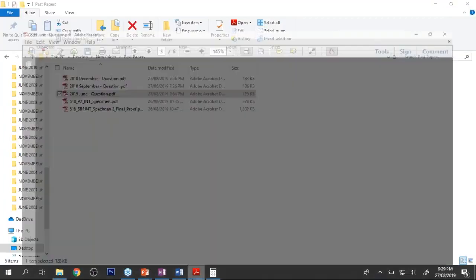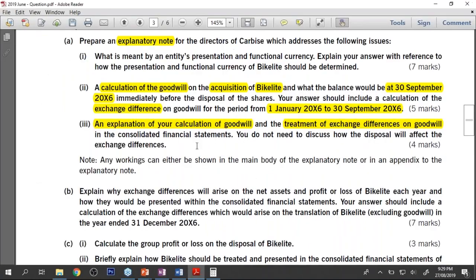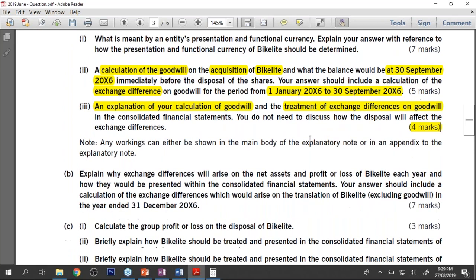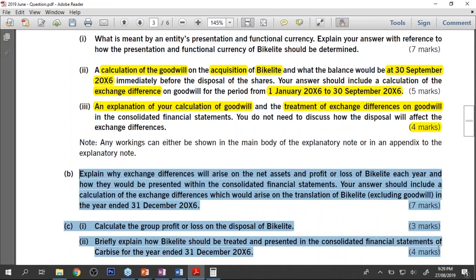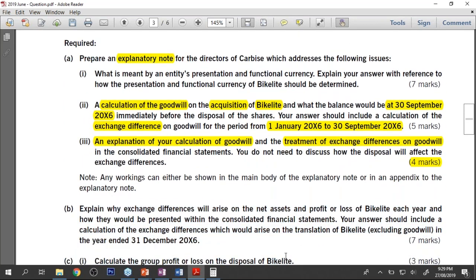I'm going to write the answer, don't worry. And then it says in the consolidated financial statements, you do not need to discuss how the disposal will affect the exchange gain or loss. So it's a quick 4 marks question theory. Let's quickly write this and then we'll take a break. And after break, we are going to solve the remaining parts of this.